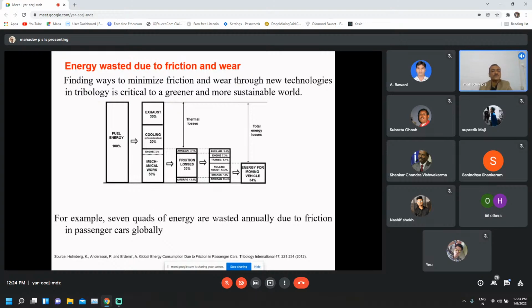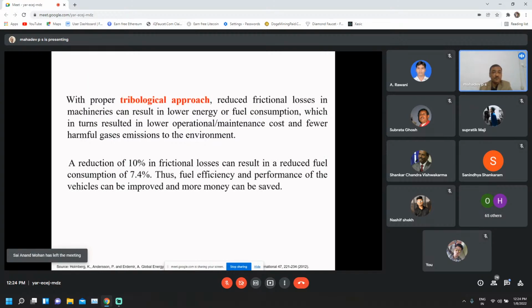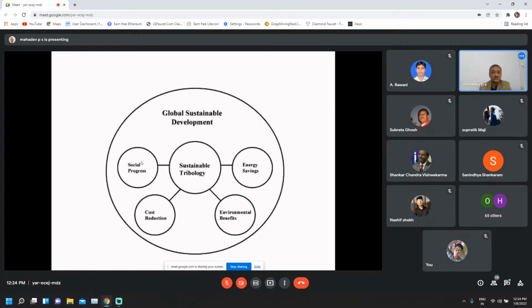Okay, 7 quads of energy is wasted annually due to friction in passenger cars. So this is the energy consumption annually. I am talking about this because tribology is one of the potential sources of energy savings. With a proper tribological approach, we can reduce the friction, reduce the heat, reduce the power loss, reduce the fuel consumption, and reduce the energy loss, with minimum maintenance costs.